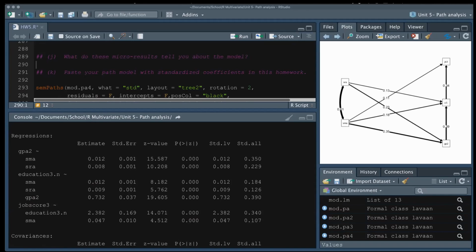Yep. R squared actually is part of the micro results in path analysis because we have multiple variables that are endogenous, and each of them has its own R squared. And so we typically do consider R squared as part of the micro.